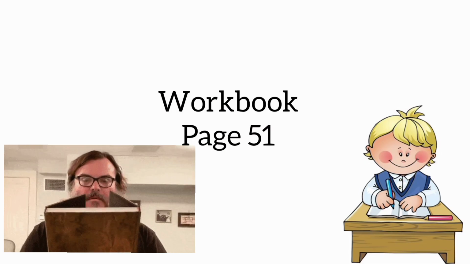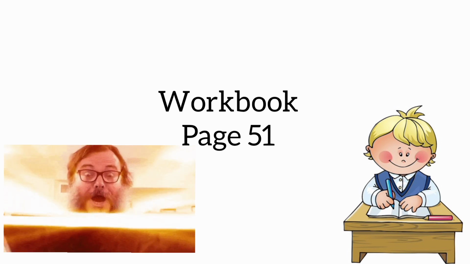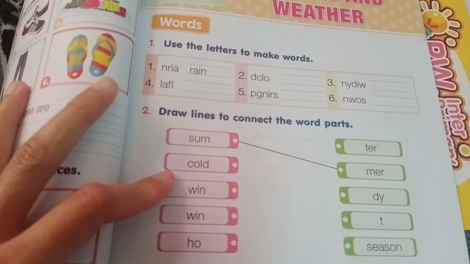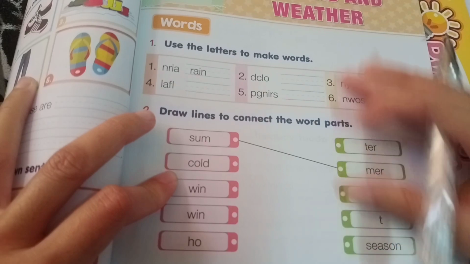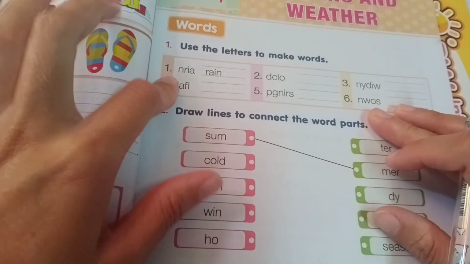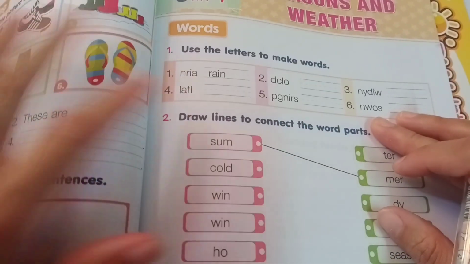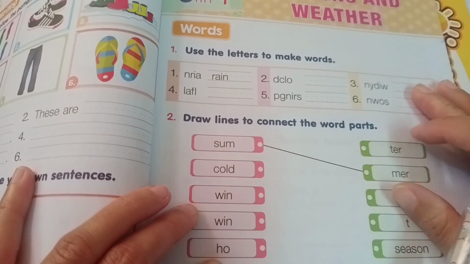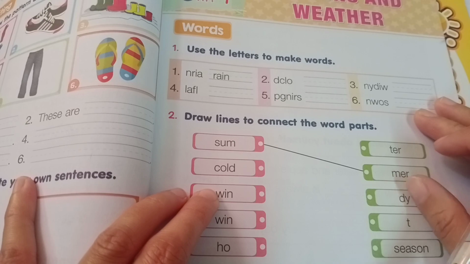So now I would like you to grab your workbook and turn on page 51. So now we are here on page 51 on your workbook. So we are also going to answer this page and then the other page also. So this one, there are use the letter to make words. So you need to rearrange the letters. So they are mixed up. So they are not really the right word.